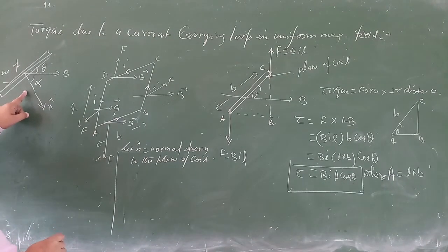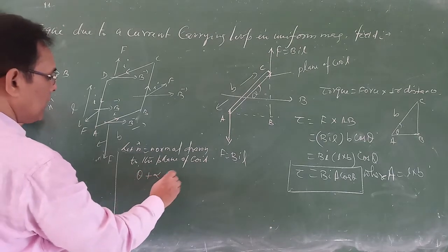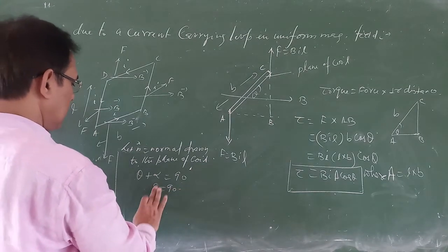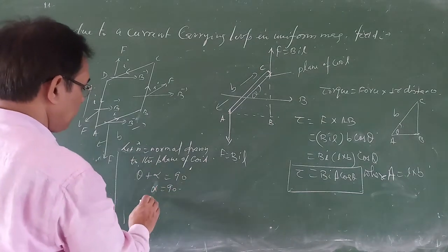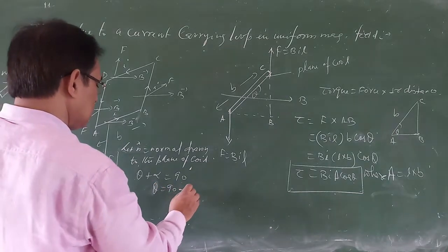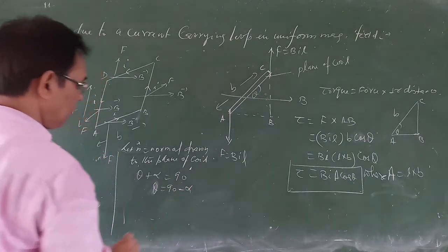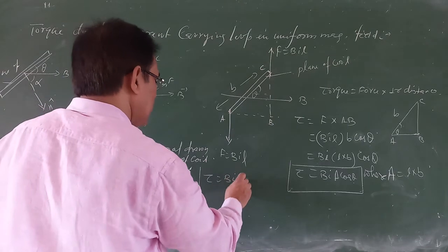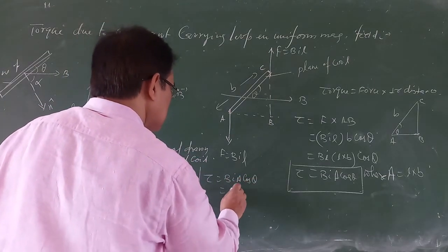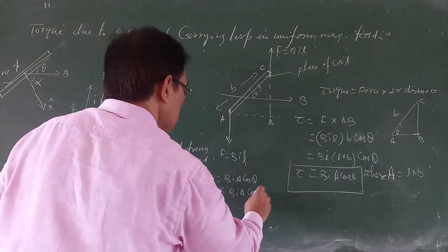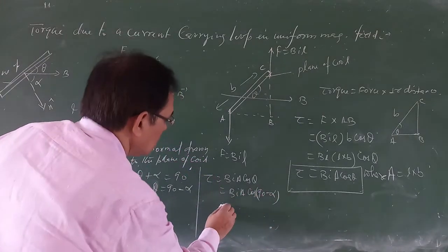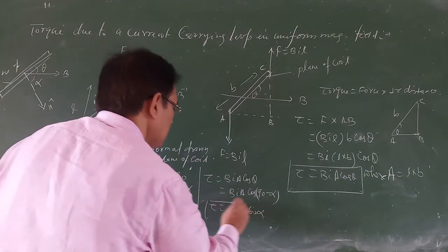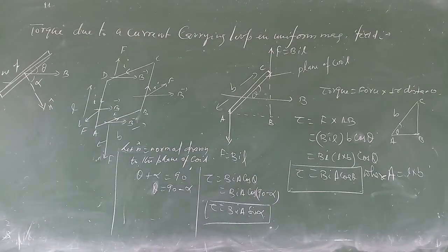So according to this figure, theta plus alpha equals 90 degrees. Therefore theta equals 90 minus alpha. So put the value of theta. Now tau equals BIA cos theta, so this is BIA cos (90 minus alpha). So this is BIA sin alpha. This is the torque in terms of alpha.